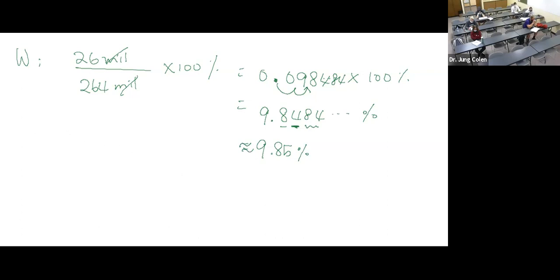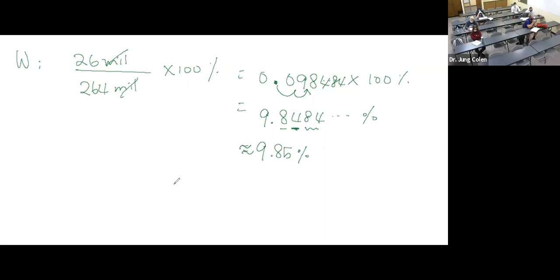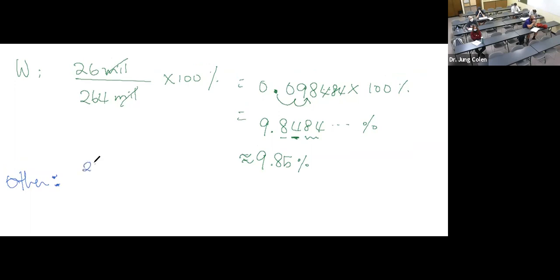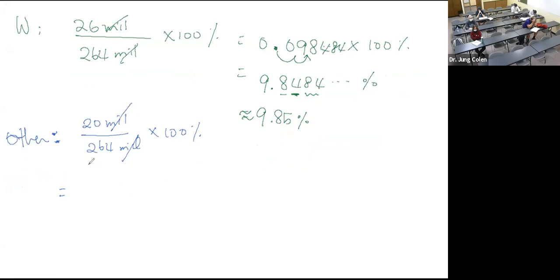Okay. Now, what do we have? Other states. Thank you so much. That was pretty good. Other states. Kristen. It's 20 million over 264 million times 100%. So millions, take that out. That's 20 over 264.